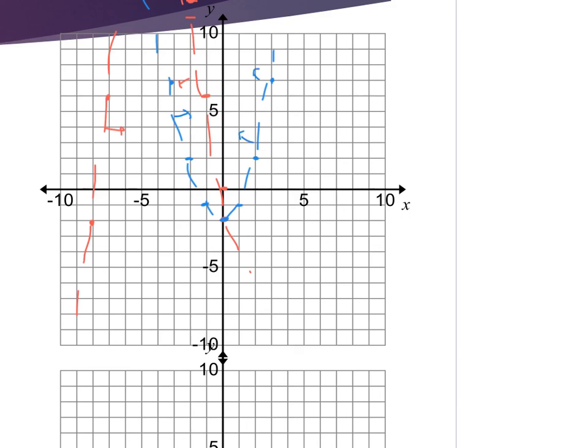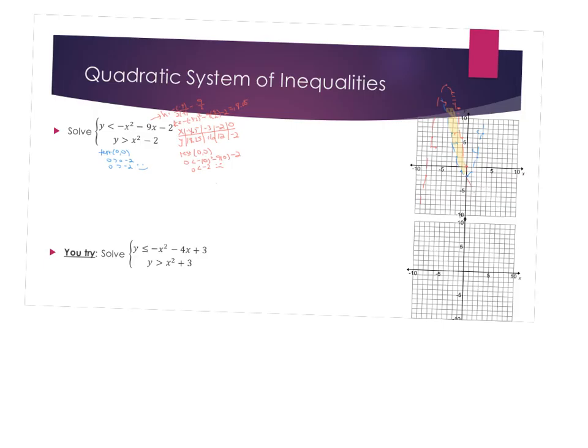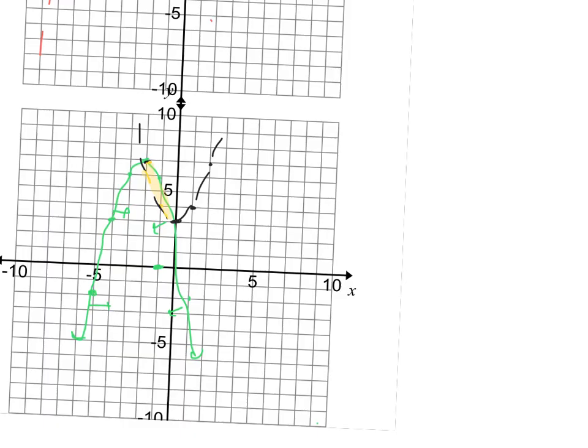Now, our final step is to shade the feasible region. So in this case, it is between these two parabolas here. And that's it. Take a second and try the example You Try. So hopefully you get a picture that looks something like this.